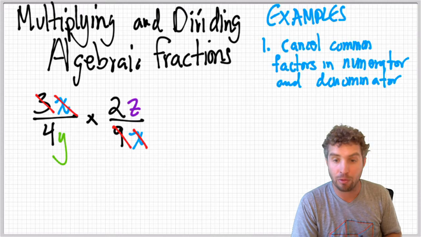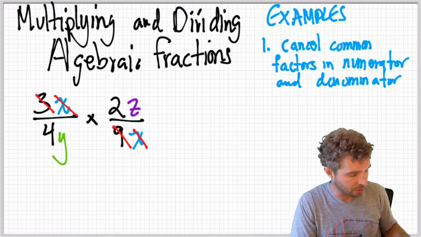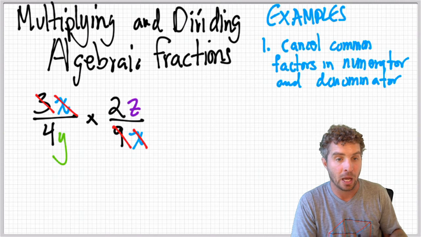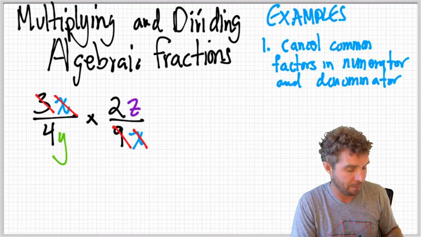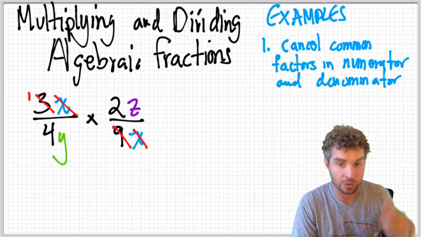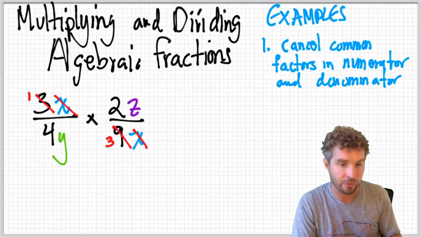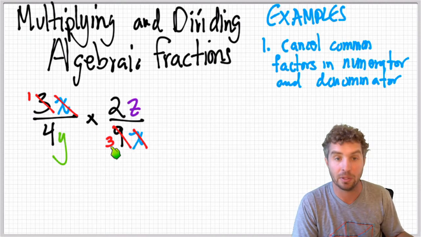Okay, the 3 and the 9, those are not the same, but they can be canceled because 3 goes into 3, and 3 goes into 9. It could have been like a 12 and a 9 or something like that, and 3 goes into both of them. In this case, the 3 cancels out. There's a 1 that goes where the 3 is because 3 divided by 3 is 1, and 9 divided by 3 is 3. So this 3 becomes a 1. This 9 becomes a 3.